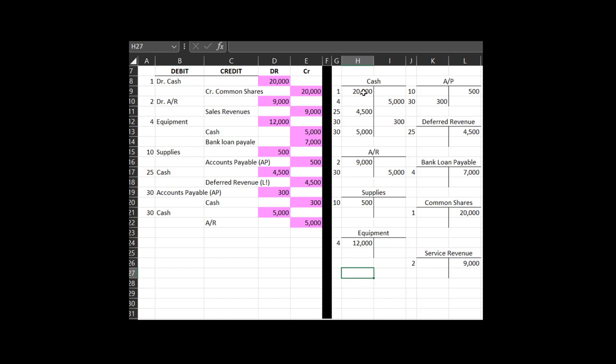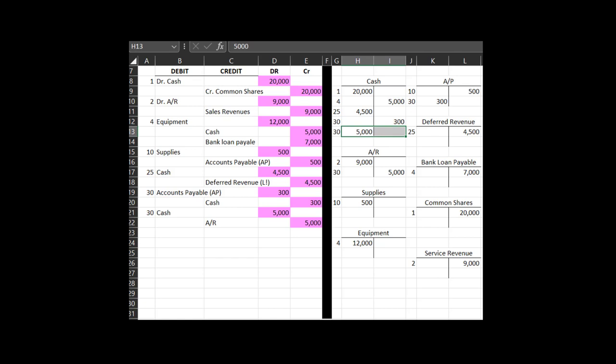So if we go to cash, that means we want to add up all of our debits, $29,500, and all of our credits, $5,300, and take our debits minus our credits. So we know that 29,500 is going to be greater than 5,300.